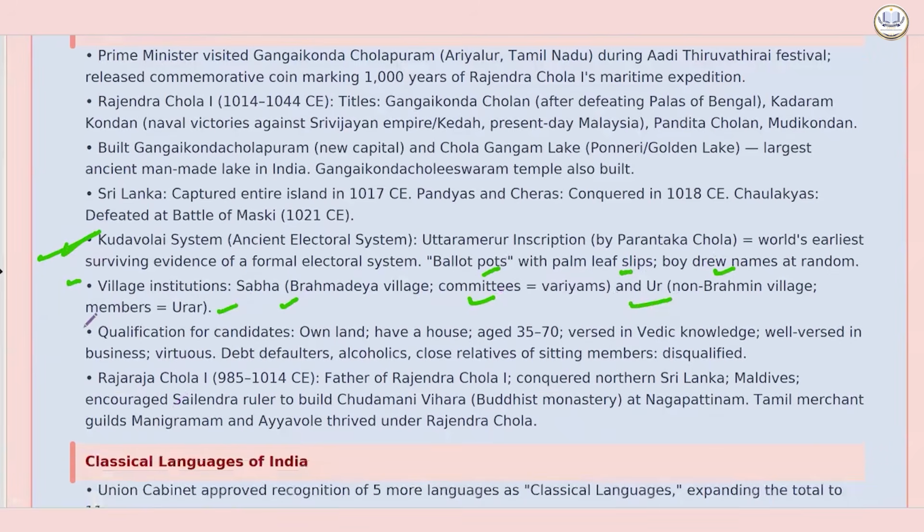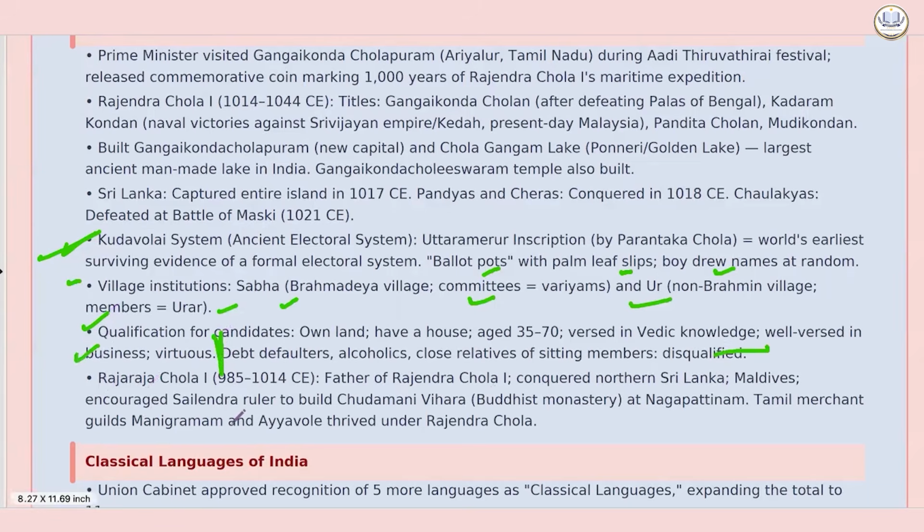Ur. Qualifications for candidates: own land, have a house, age 35 to 70, versed in Vedic knowledge, well versed in business, virtuous. Defaulters, alcoholics, and close relatives of sitting members were disqualified. These are separate. It's not qualification, this is disqualification.